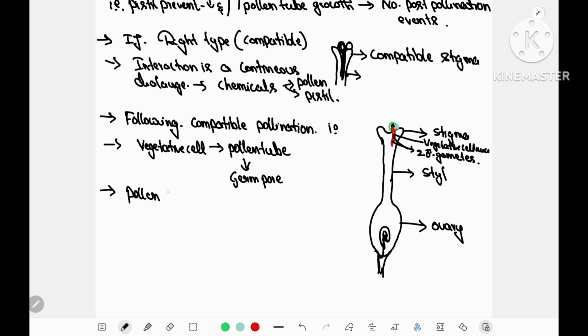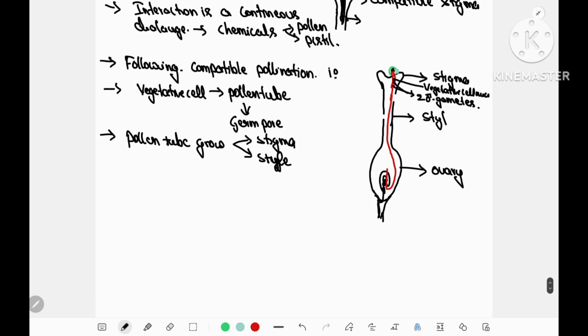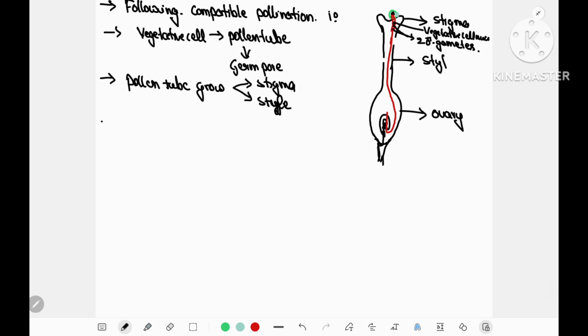Now, the pollen tube will start to grow along the tissues of the stigma and style, and remember, at any point it may stop, and this is called an incompatible interaction. But here we are discussing the compatible interaction, and successfully the pollen tube will reach the ovary and enter into the ovule. Now it will enter the ovule through the opening that is called the micropyle.